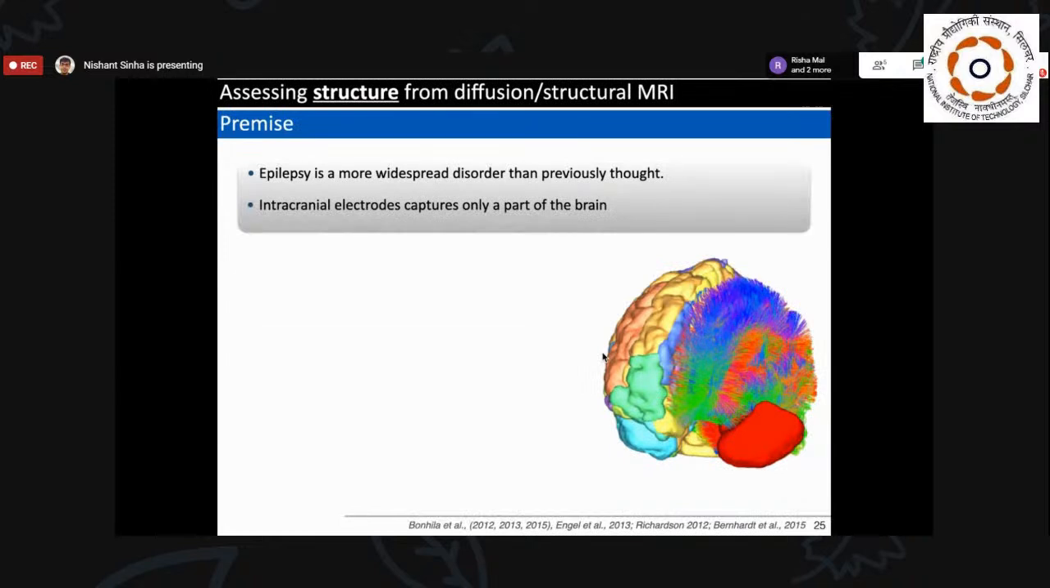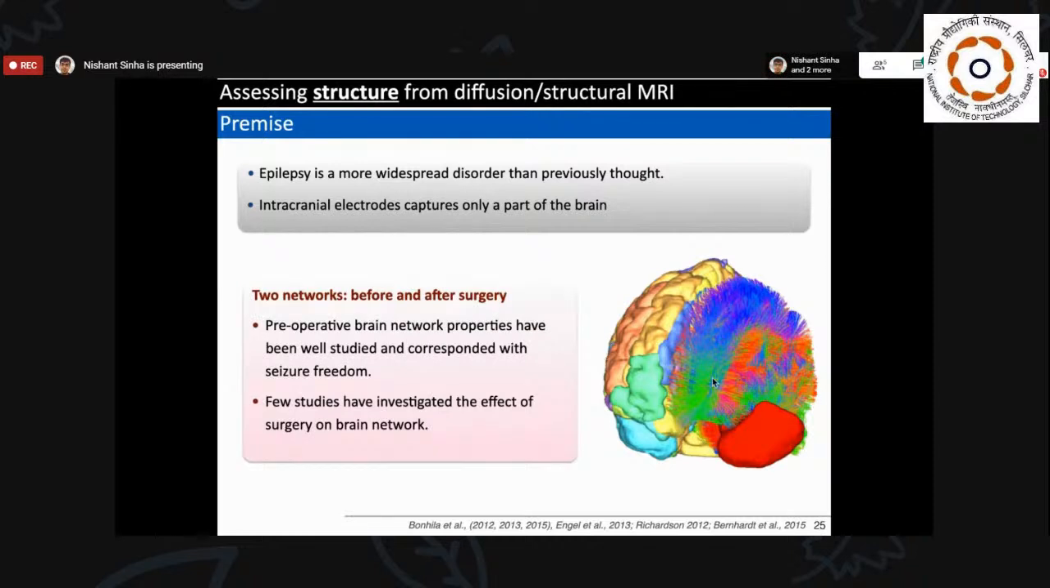So the main premise of this work is that epilepsy is a more widespread disorder than was previously thought. The intracranial electrodes that I showed previously only capture a particular part of the brain. MRI records the structure from the whole brain. And it is quite intuitive to imagine that how the surgery would go would not just depend on how the brain was before the surgery, but also on the surgery itself. If you look at this picture, where we have the tissue that is to be resected shown in red, then there are actually two networks here. One is the network that was present before the surgery, and the other is the network that would remain after the surgery, or would remain unaffected as a result of surgery.